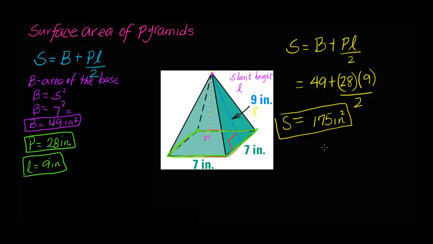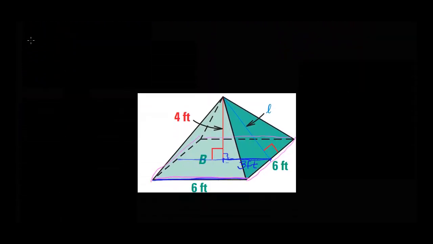Okay, let's do another example. Here I have another pyramid. Let's write the formula for the surface area. Capital B plus P times L divided by 2. Now notice that in order to find surface area, I need the area of the base. So let's look at this figure. Here's the area of the base.